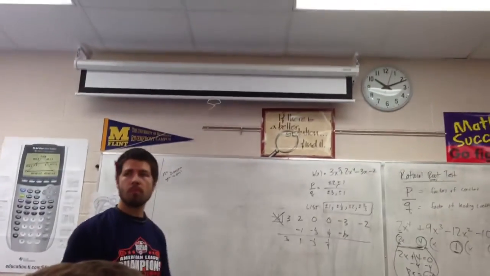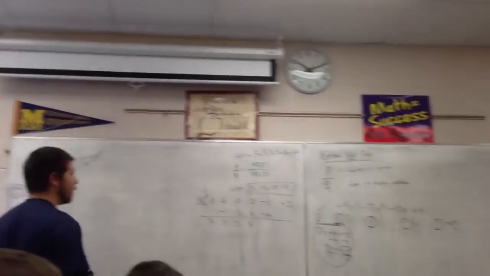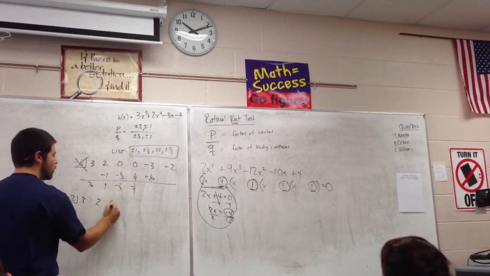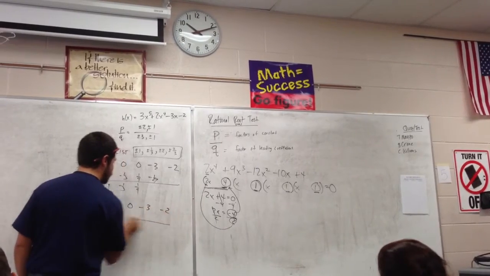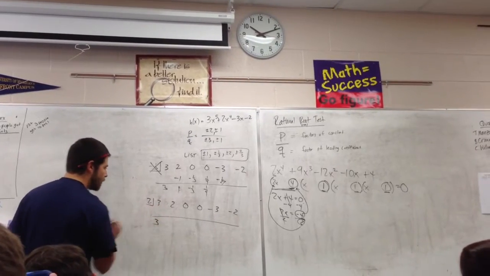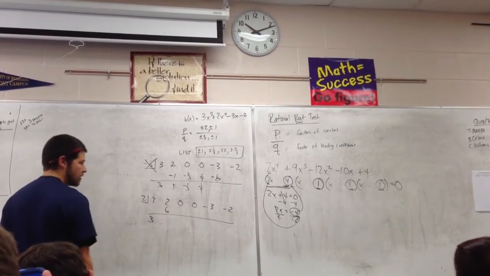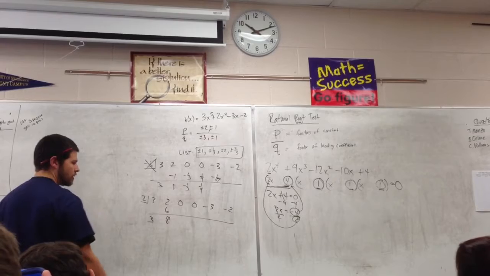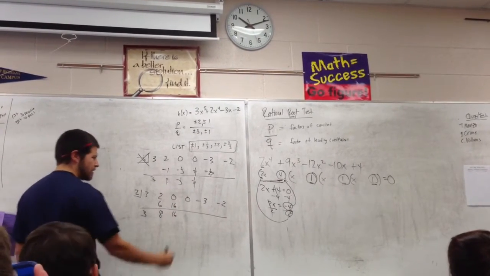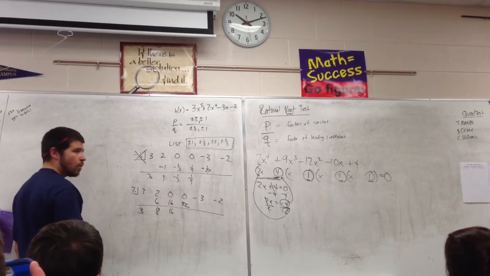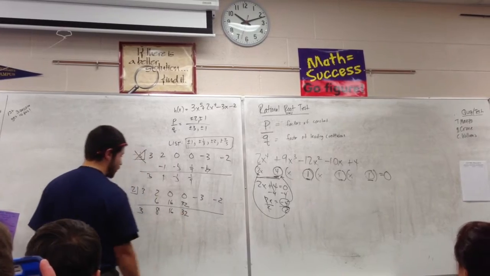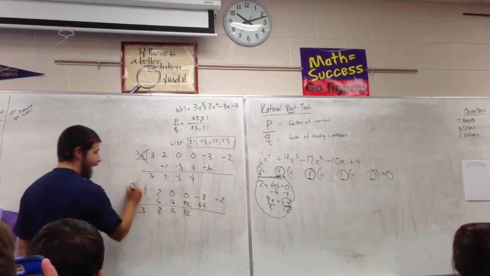Mr. Williams, you feel lucky. Give me a number. 2. Let's try 2. 3, 2, 0, 0, negative 3, negative 2. First number, drop, is 3. 2 times 3 is 6. Add them up is 8. 2 times 8 is 16. Add them up is 16. 2 times 16 is 32. When the numbers start to get larger and larger, there's probably not any way of coming back to it. 2 times 32 is 64. I don't think this is going to work.